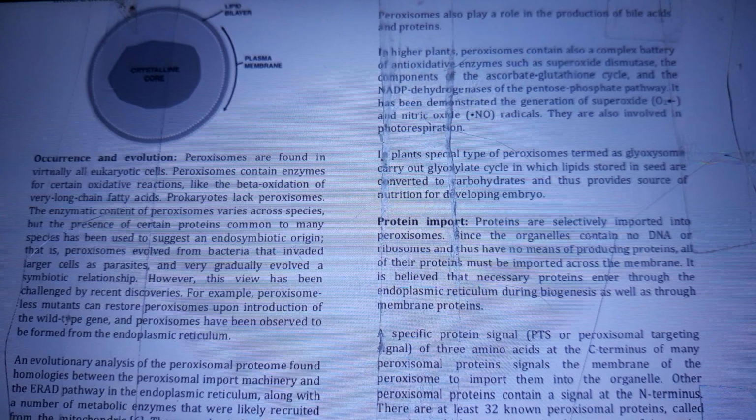In plants, a special type of peroxisome termed a glyoxysome carries out the glyoxylate cycle, in which lipids stored in seeds are converted to carbohydrates and thus provide a source of nutrition for developing embryos.